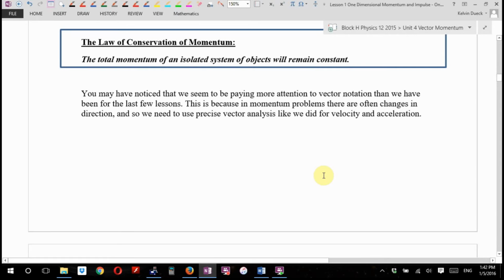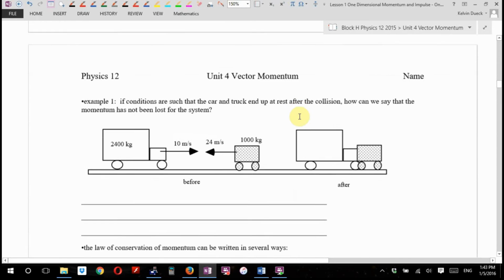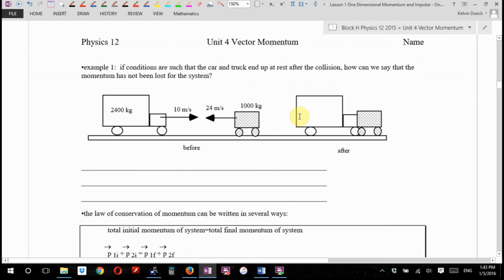I should say, Josh, you may have noticed I'm paying way more attention to vector notation than we have been for the last while, because energy was a scalar. We got pretty sloppy. In momentum problems, there are often changes in direction, and so we have to use precise vector analysis. For example, example 1. Next page.